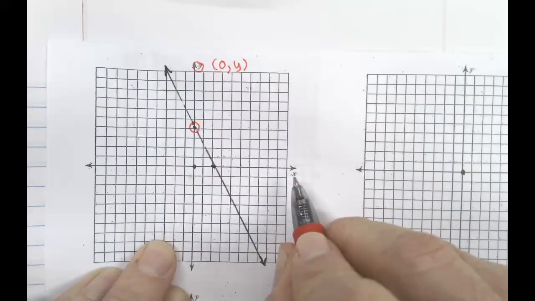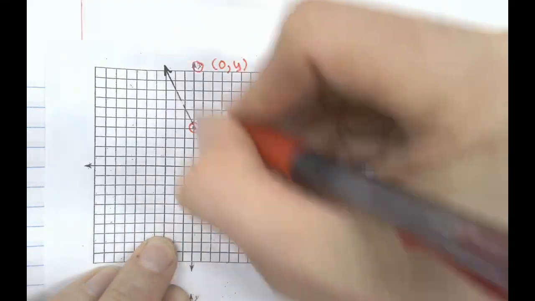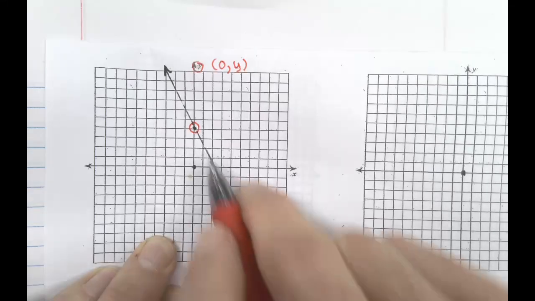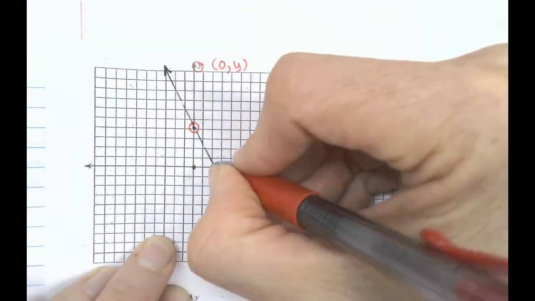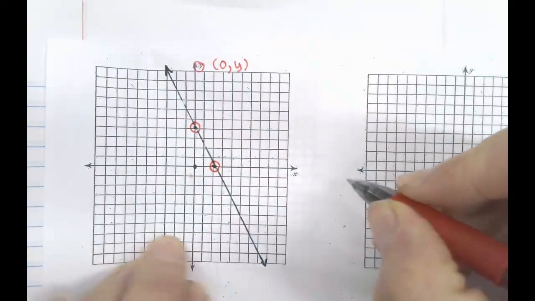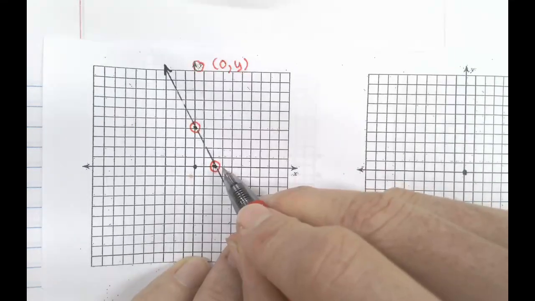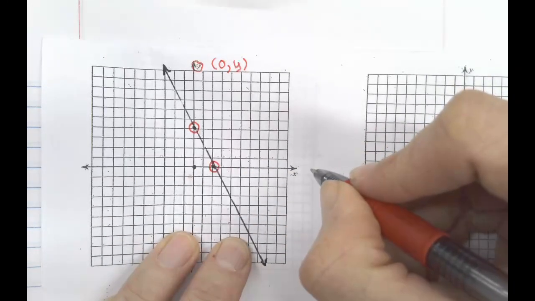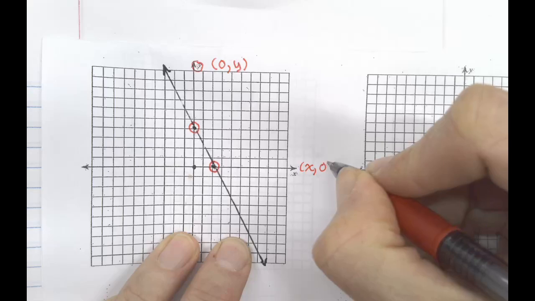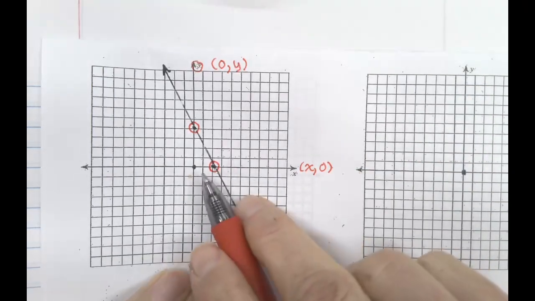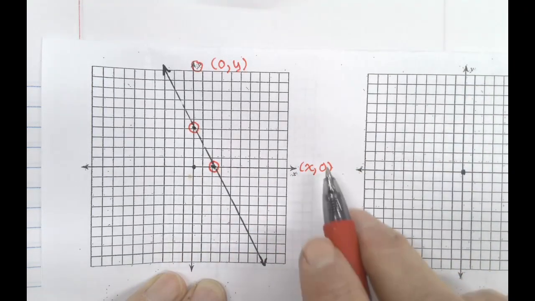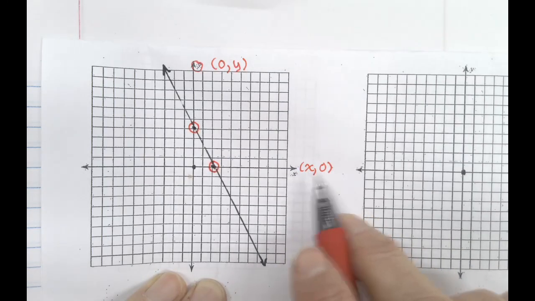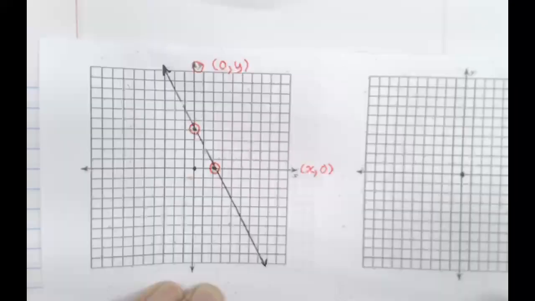Now, when you think about the x-intercept, the x-intercept is where this line intercepts the x-axis, right? This line crosses the x-axis at one point, right there. And for the x-intercept, no matter where a line crosses this x-axis, the y will always have to be 0. If it's on the x-axis, the y is always going to be 0 for the x-intercept. So you'll always have x and then some number.